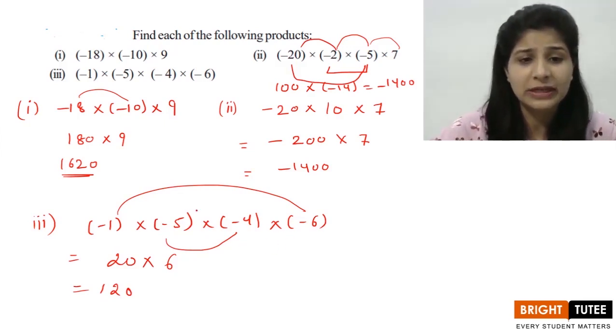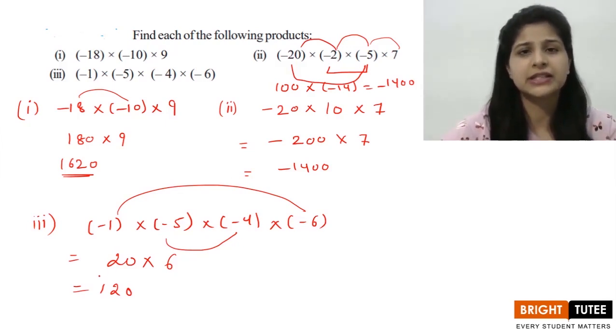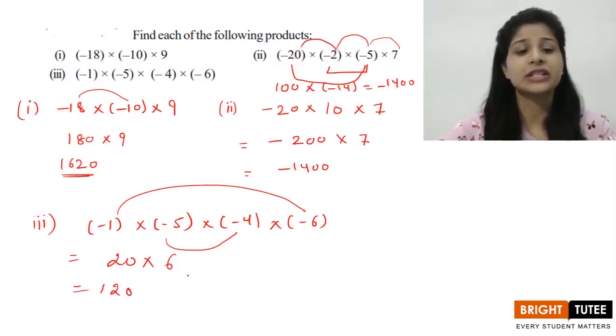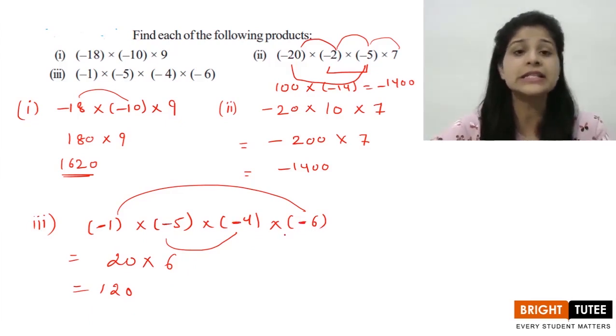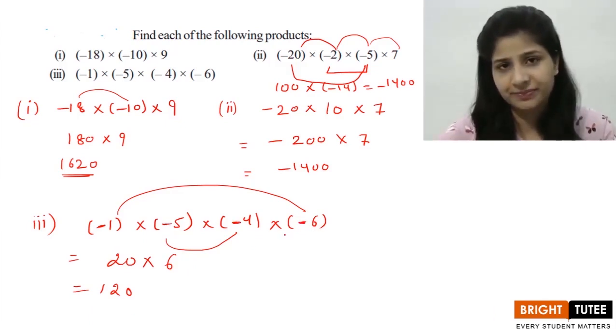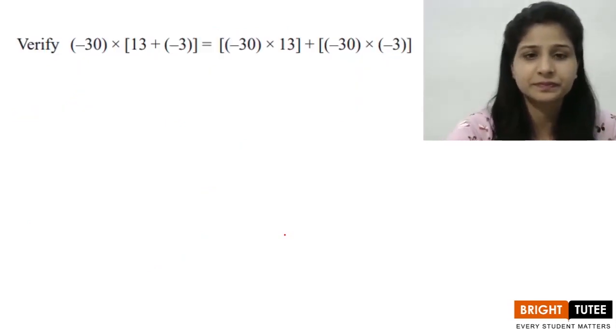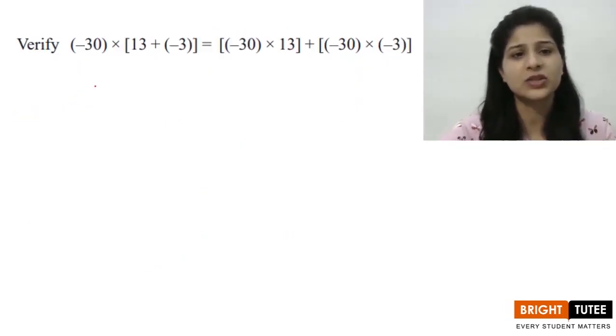You could multiply 5 and 6 first, right? So that you get 20s, 30s, 40s like this. So this is making the calculation really easy, and you can see the answer is positive as the negative sign here is 4 times coming into multiplication. That means even number of times. Clear? Okay, let's verify this one.